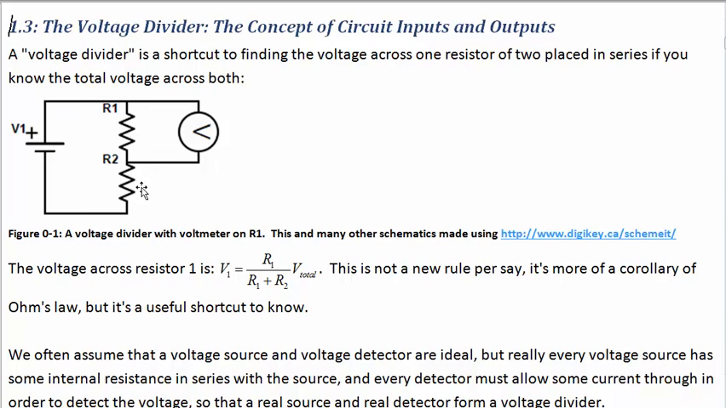How much does each resistor get? Well, the bigger resistor gets more voltage according to R1 over R1 plus R2. If R1's bigger, it'll be a bigger share of it. If R2 is bigger, then it'll get a bigger share of the total voltage. This isn't anything new, right? Like you could just get this from Ohm's Law. It's more like a corollary, but it's a useful shortcut to know.